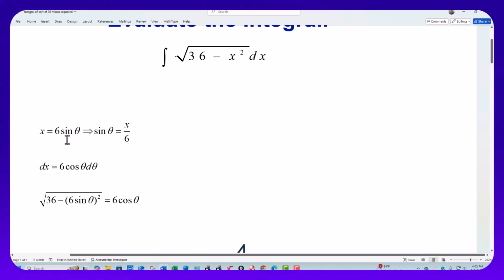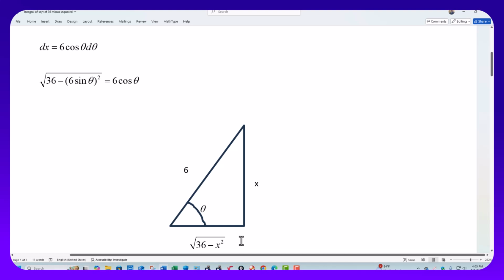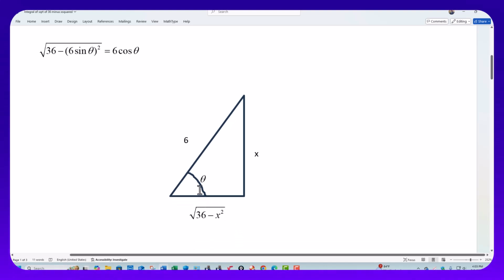So you can start off by saying x is equal to a sine theta, where a squared is 36, so a would be 6. So x is equal to 6 sine theta. Or you can rewrite it as sine theta is equal to x over 6. And use the fact that the sine of an angle in a right triangle is the opposite over the hypotenuse. So here's my triangle. Sine of theta is opposite x over the hypotenuse 6, x over 6.